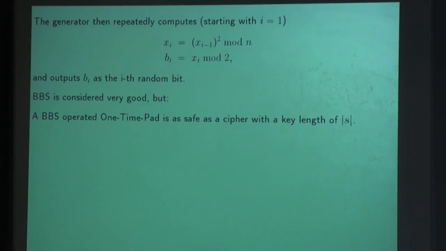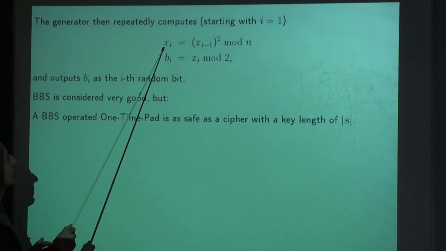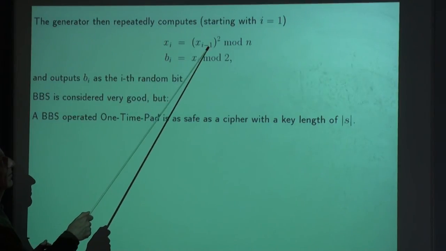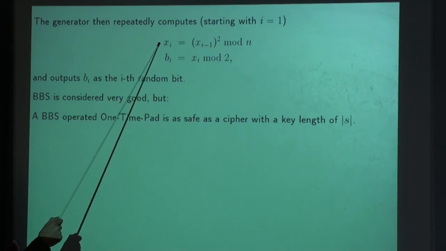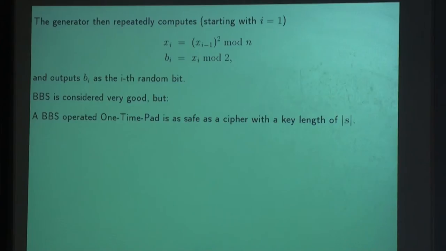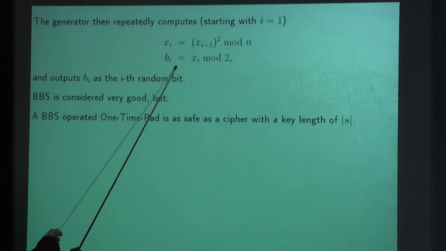Okay, now here we have the recursive formula of our algorithm. Xi is equal to Xi minus 1 squared modulo n. And so you get your sequence of the Xi. But now comes the crucial point. The crucial point is you do not output to the user this number Xi. What you output is bi equal xi modulo 2. Now, in terms of the bits of our numbers xi, what is bi?